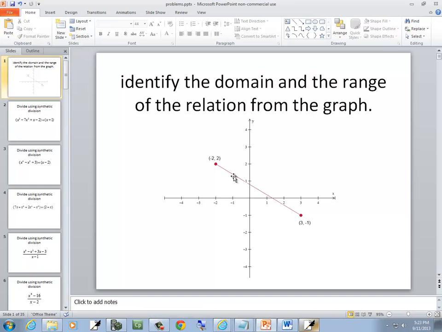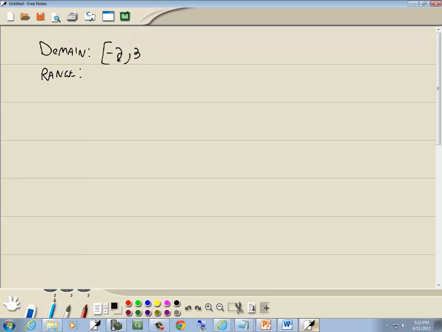Now by default, unless you have open dots, open circles on these, it's always brackets. So you don't have to sit there and worry about that. So our domain is -2 to 3 with brackets on both.